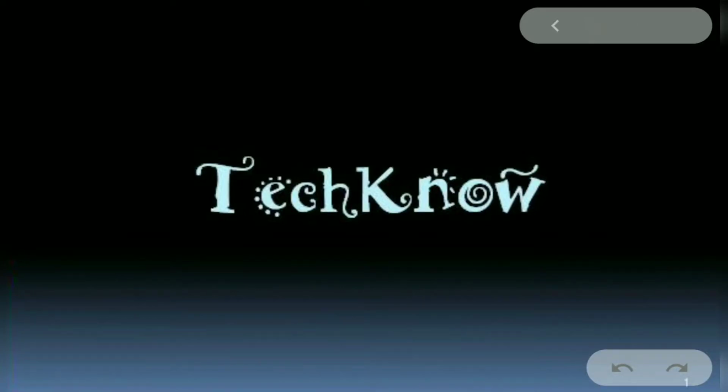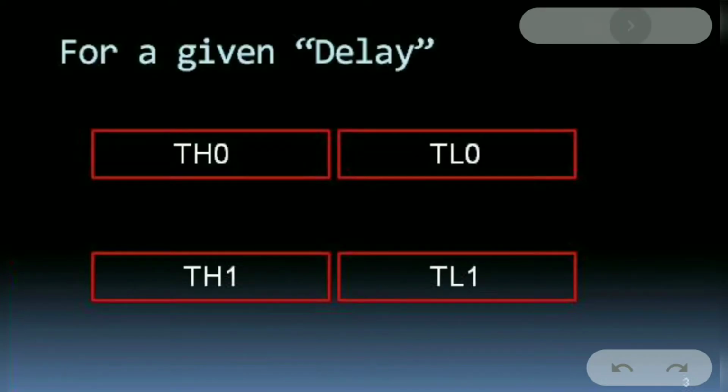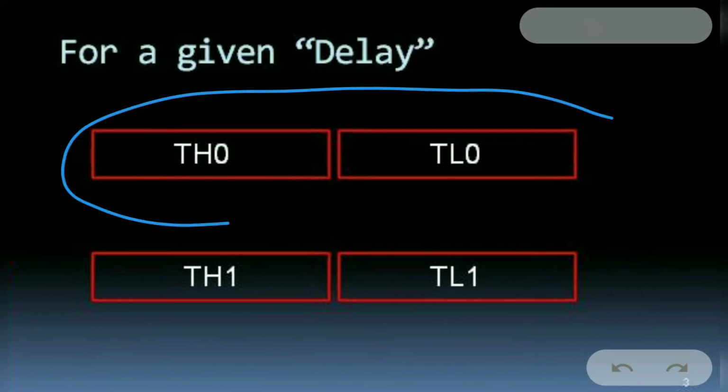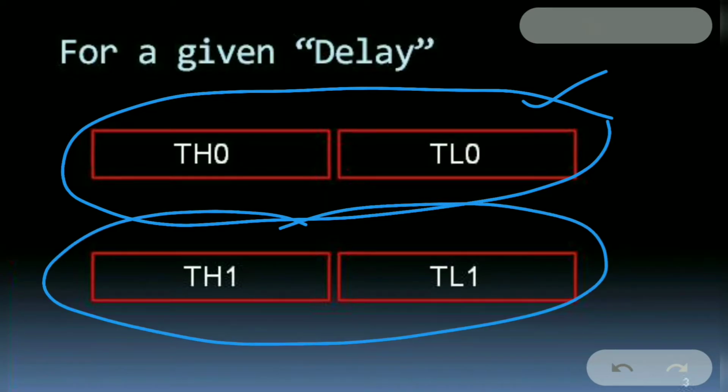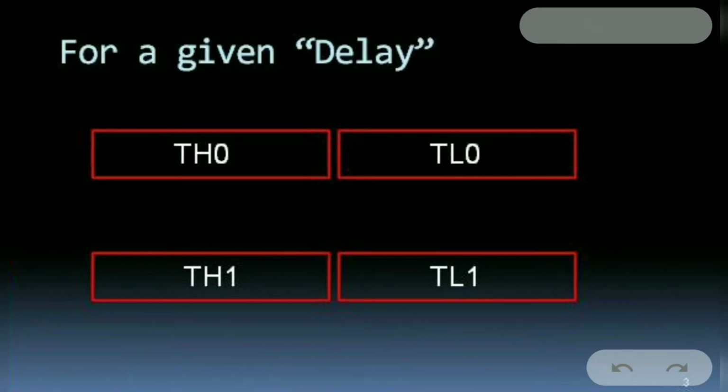Welcome to Techno. Let's find out how to calculate the timer value for the 8051 microcontroller. That is the value that has to be inserted inside the timer registers of the 8051 microcontroller. This is the timer register for timer 0 of the 8051 and this is the timer register for timer 1 of the 8051. So we have to find out the value which has to be inside these registers for a given delay.